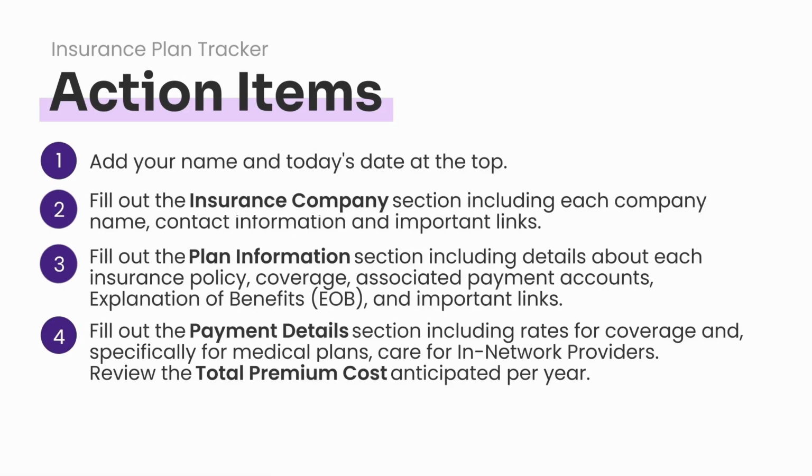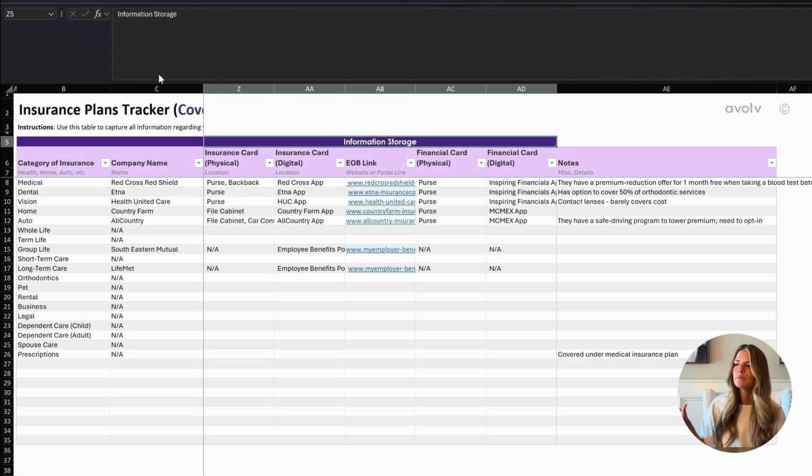Fill out the payment details section, including rates for coverage and, specifically for medical plans, care for in-network providers. Review the total premium cost anticipated for each year, just for your own knowledge and benefit. And then last but not least on this tab, we have your physical and your digital information section.